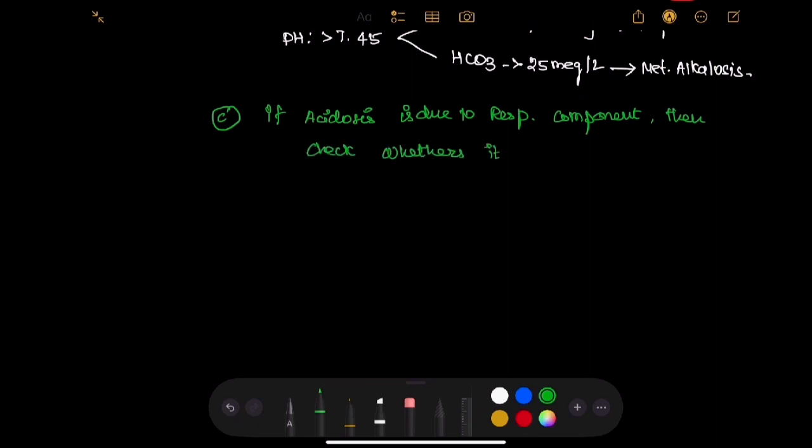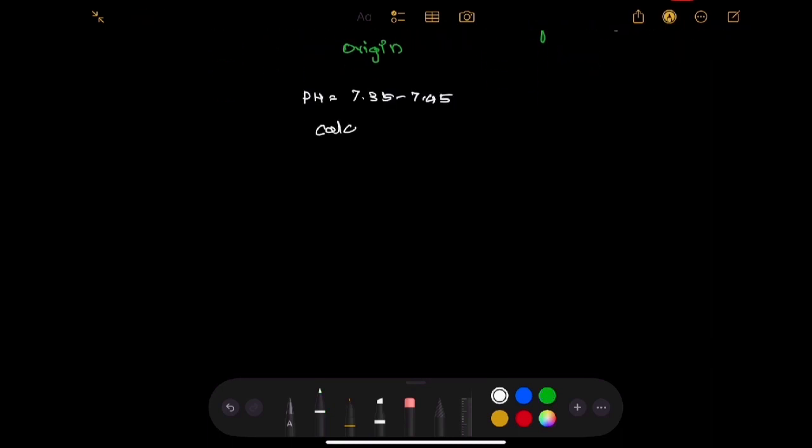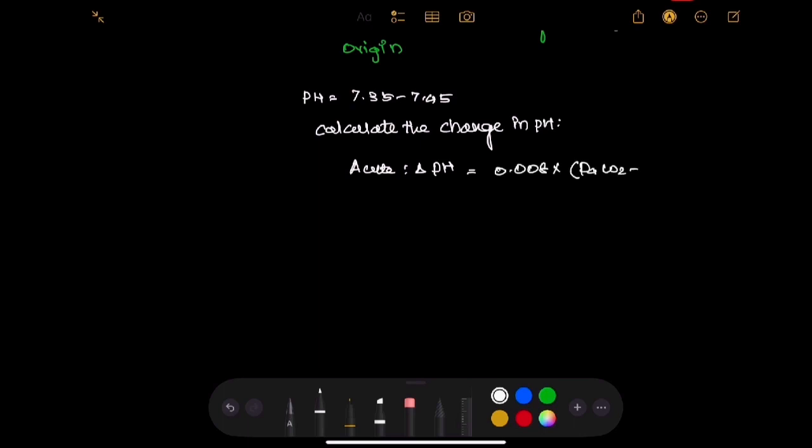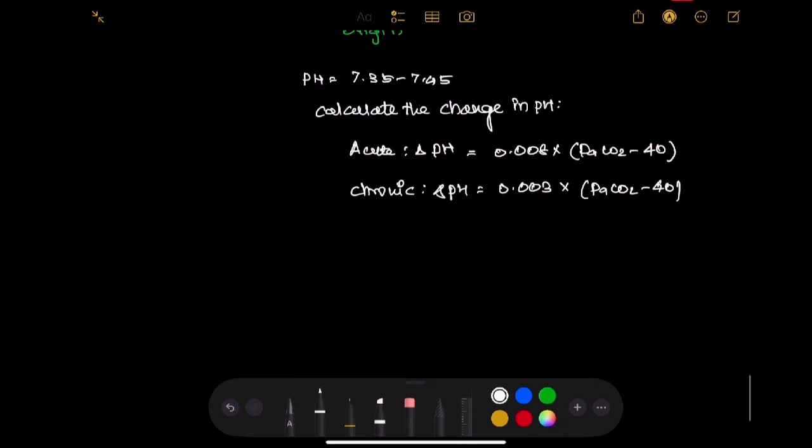of evaluation. If acidosis is present due to the respiratory component, then we have to classify whether it is due to an acute component or a chronic condition causing the respiratory acidosis. So how can we determine it? We have to calculate the change in pH. In an acute condition, the pH change should be 0.008 times the change in PCO2 level. If it's a chronic condition, then the change in pH should be 0.003 times the change in carbon dioxide level from the normal range of 7.35 to 7.45.